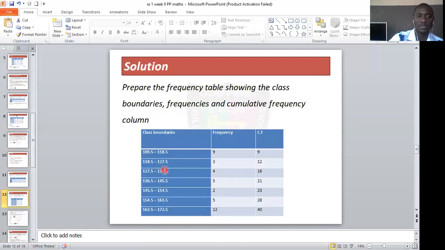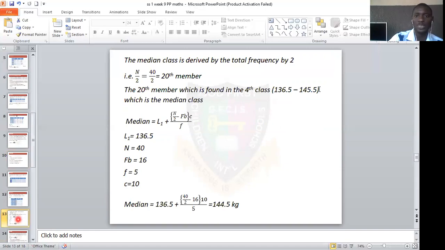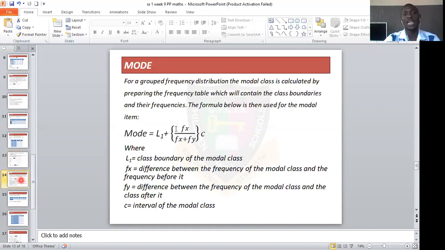You can see the correction we made here is the class width, which is 10, as in 136.5, 137.5, 138.5, 139.5, 140.5, 141.5 and so on. So the modal score is also the same thing: L1 plus Fx over Fx plus Fy, times c. These are the parameters by which you can solve the mean, median, and mode.